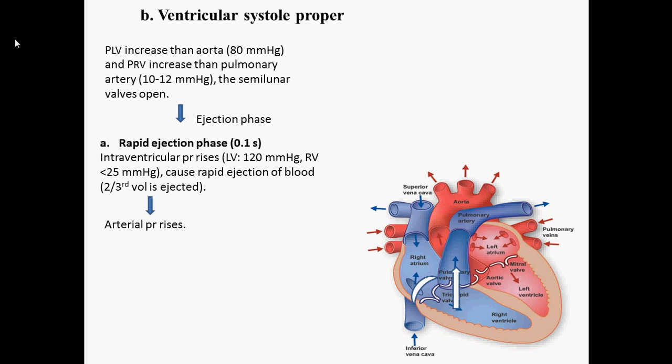Now this is followed by a rise in the arterial pressure, that is the rise of the pulmonary artery pressure or the rise of the aortic pressure. This is because the blood has entered into the pulmonary artery as well as the aorta with a rush, with a force. There is an elasticity in the aorta and the pulmonary artery, so they expand to take that blood, and the pressure in the aorta and the pulmonary artery rises up.